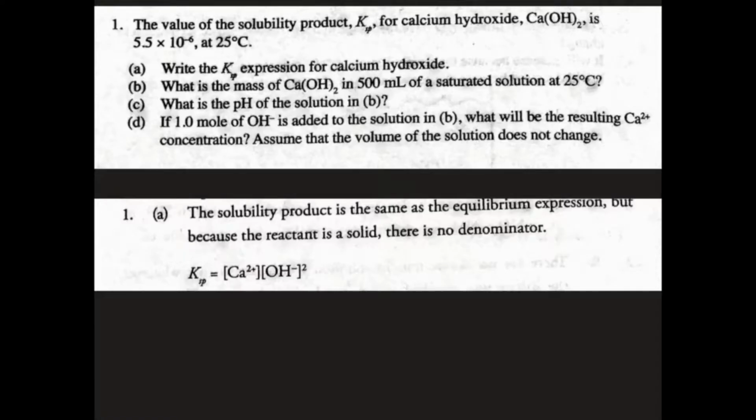So for the free response number 1, it says the value of the solubility product, KSP, for calcium hydroxide is 5.5 times 10 to the negative 6. Write the KSP expression for calcium hydroxide. Okay? So I would write out my reaction. So I would write calcium hydroxide produces calcium ion, so Ca2 plus, 2 OH minus, just like what we did in class. And so your expression would be KSP equals the concentration of Ca2 plus times the concentration of OH minus squared.